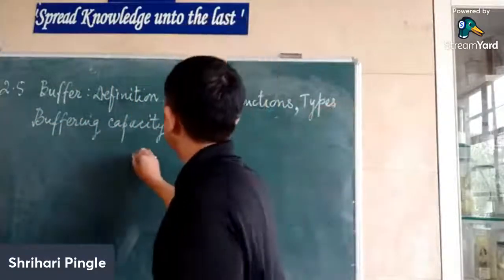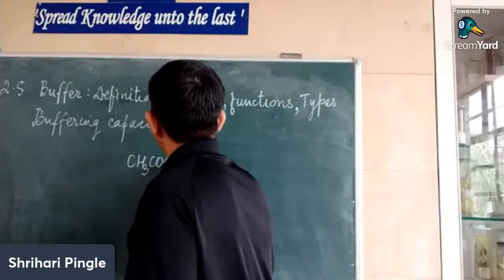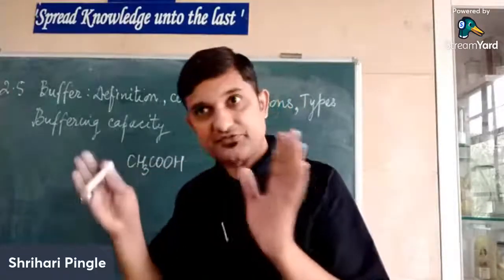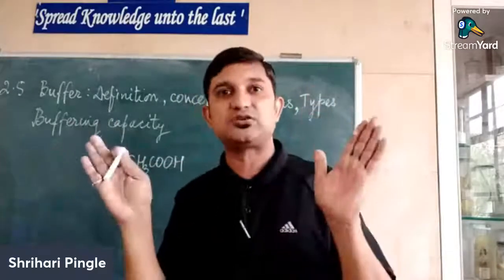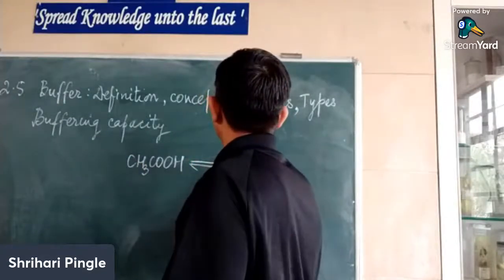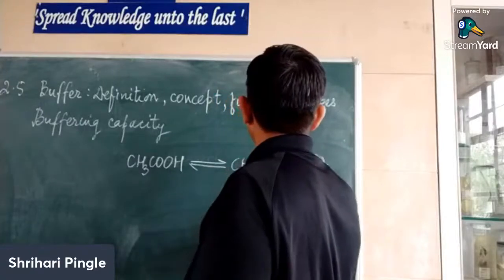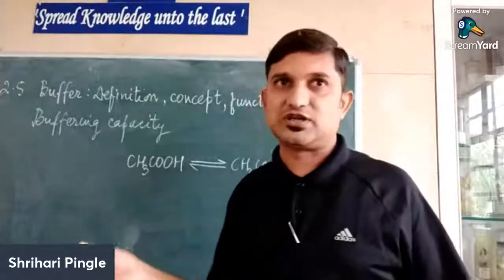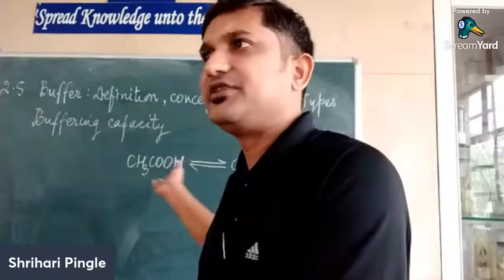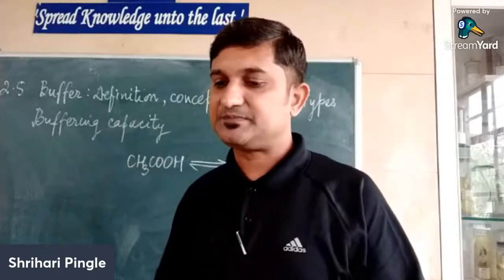So we have acetic acid, which is a weak acid. You have put it in a solution, the buffer system that you are trying to create. When it goes into solution, it will create acetate ion and hydrogen ion. So no big deal in this. This is an acid, so obviously it will give H plus ion. No big problem in that.